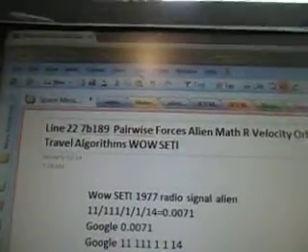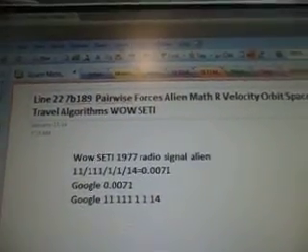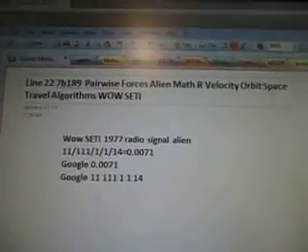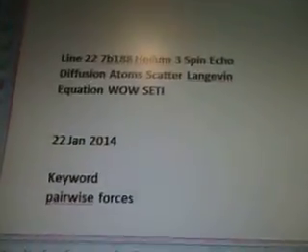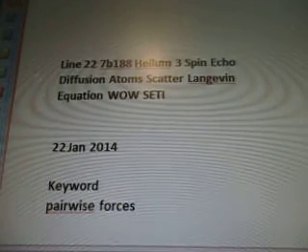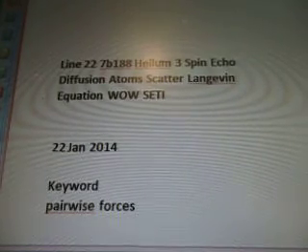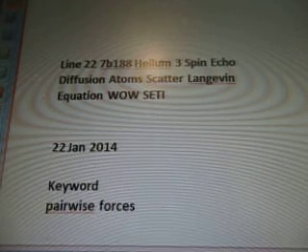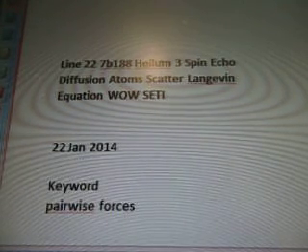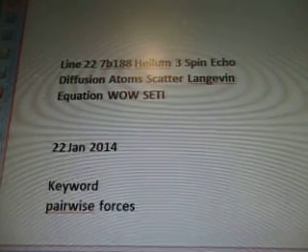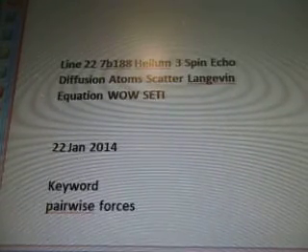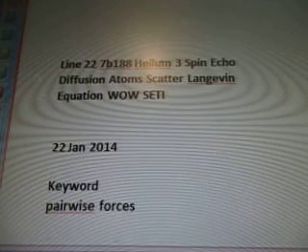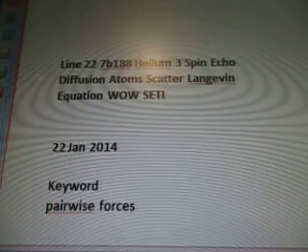Line 22, 7B189, pairwise forces, alien math, R velocity, orbit, space, travel algorithms, Wow Seti. There's the alien radio signal. And we're going to talk equations of motion, orbits, displacement, pairwise forces, R alien math velocity equation, space travel, line 22, Wow data. Okay. And this is line 22, 7B188, helium 3 spin echo, diffusion, atom scatter, Langevin, Equation Wow Seti. We just looked at that one.